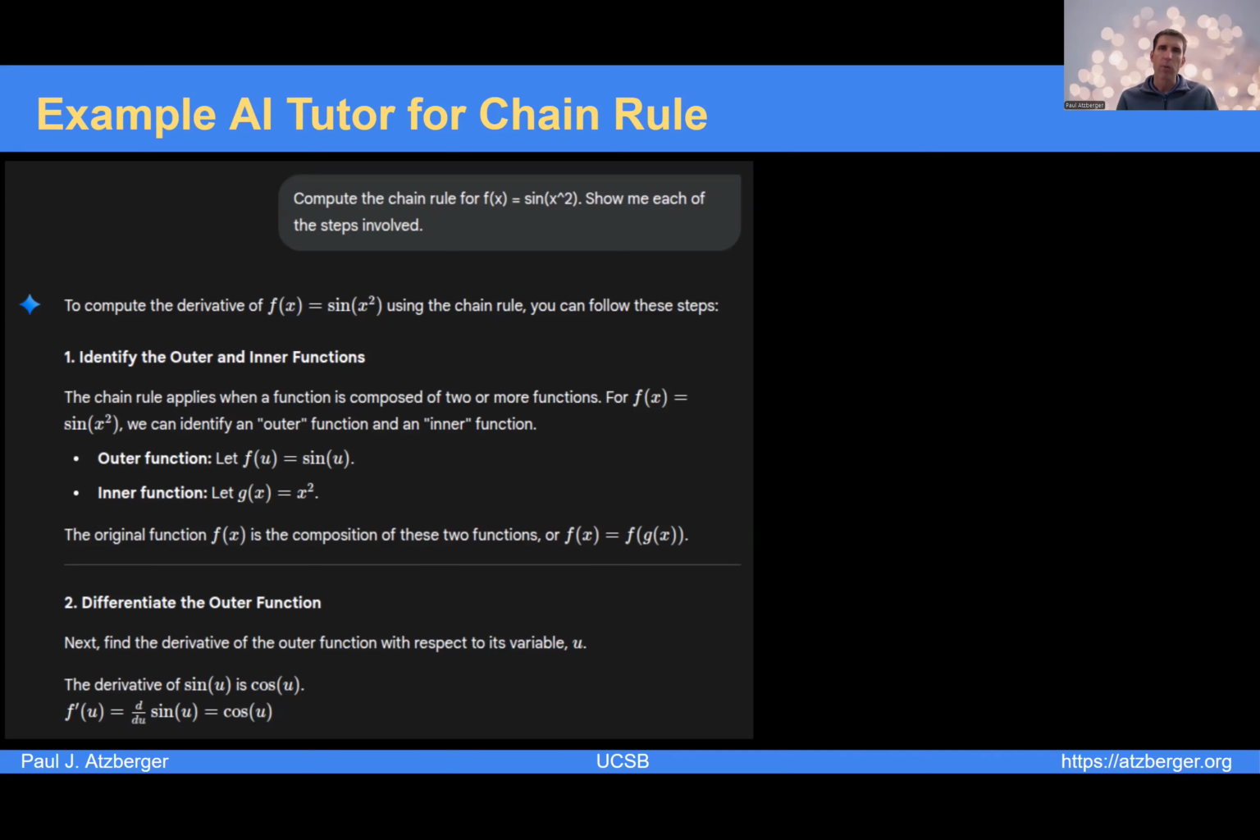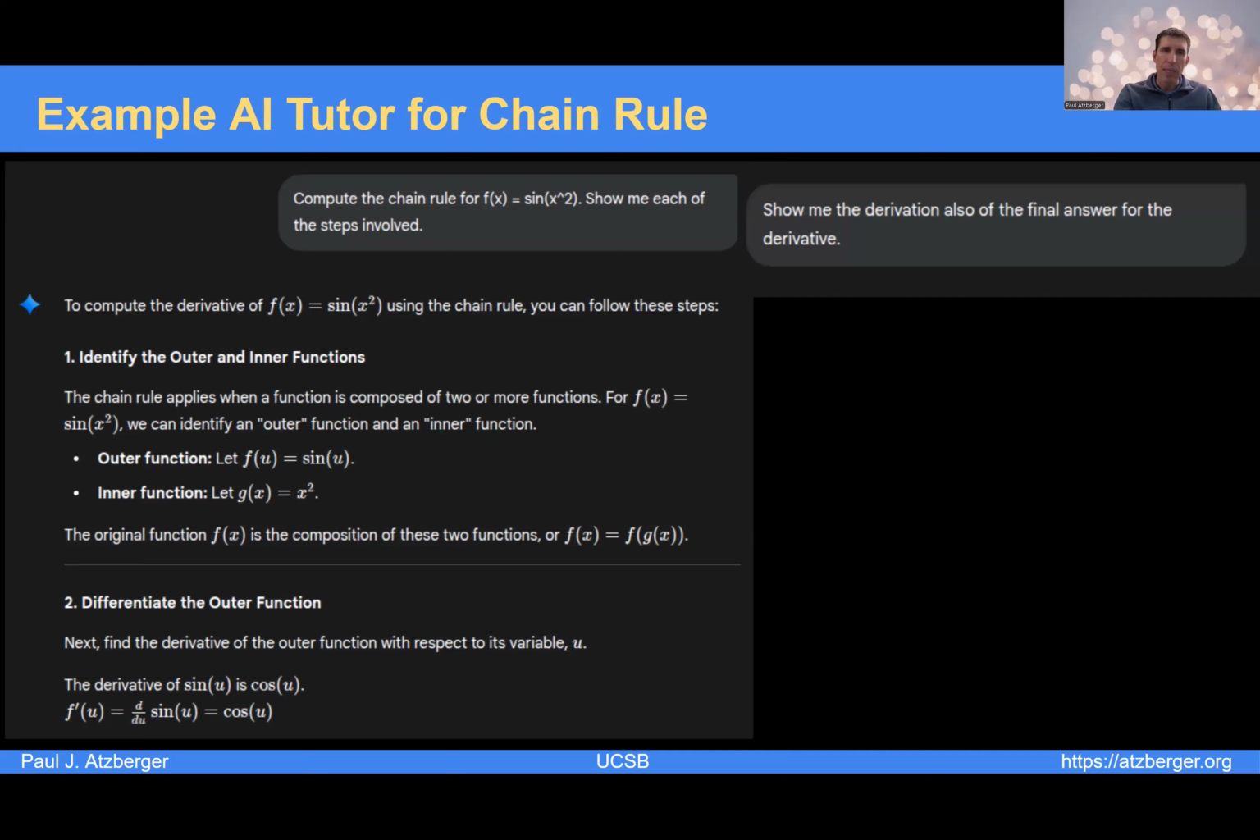So what I wrote here was, compute using the chain rule. So I gave it a hint about the way it should do it. Show me each of the steps for computing the chain rule of this particular function, f of x equals sine of x squared. As you can see, it gave actually a quite nice high quality answer. It basically tells the student, okay, you've got to identify the inner and outer function. This is the way that people in calculus would think about applying the chain rule. It appropriately identifies those functions, f of u being sine, g of x being the x squared term. It composes it correctly. Then the next step is to differentiate these different pieces.